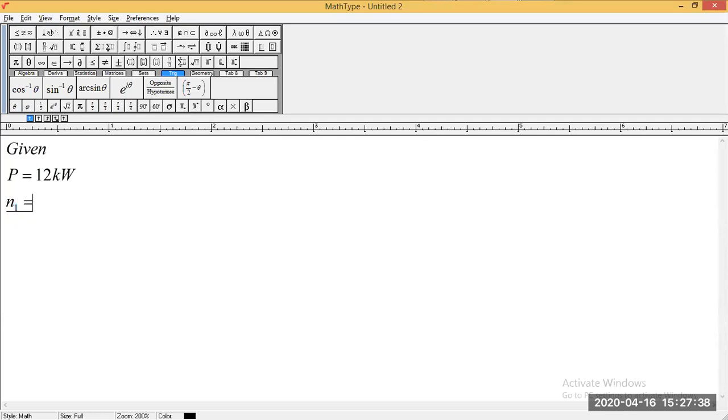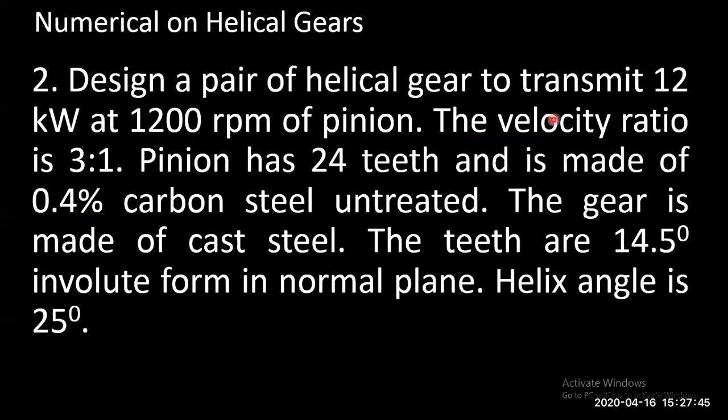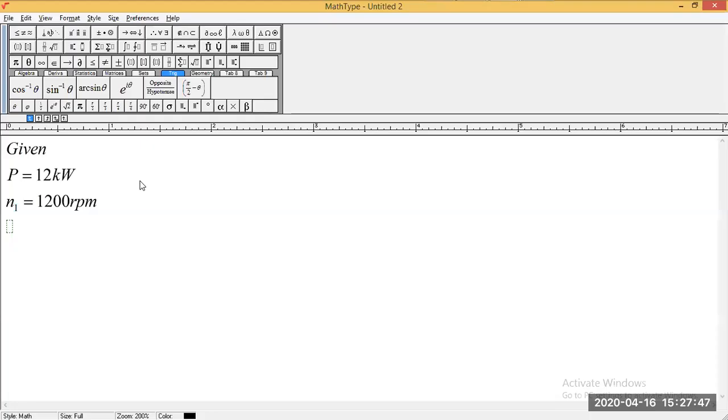This equals 1200 RPM. Then velocity ratio is given. Velocity ratio, you can write it as N1 over N2. This equals 3 by 1, or just 3. This is the velocity ratio.